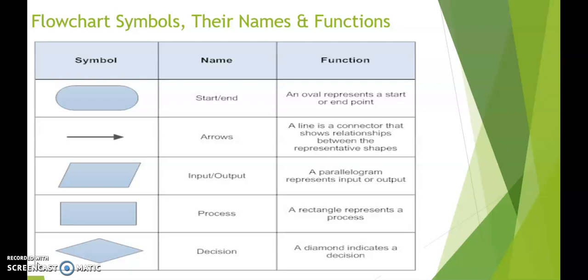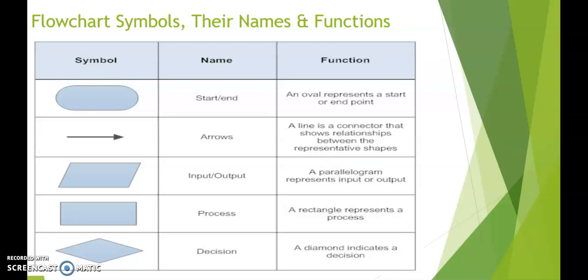Then come the flow lines or arrow lines. These arrow lines are used to show the flow of command. A line connector shows the relationship between the representative shapes. It means from start, then comes input. So start and input are connected with this connector line.